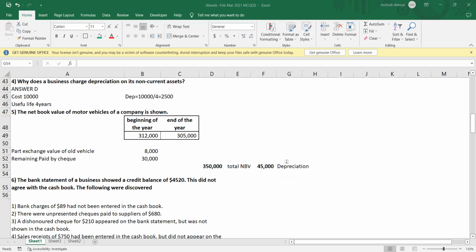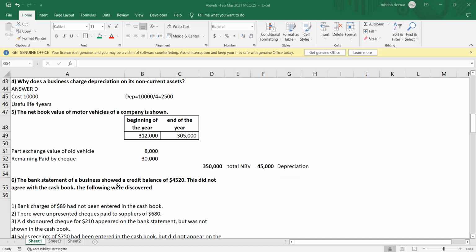Then moving on to the next question. The bank statement of a business showed a credit balance of 4520. This did not agree with the cash book. Following errors: bank charges 89 had not been entered in the cash book. Unpresented checks 680. A dishonored check 210 appeared on the bank statement but not in the cash book. A sales receipt 750 was entered into the cash book, but did not appear in the bank statement. What bank balance is to be shown in the SOFP?